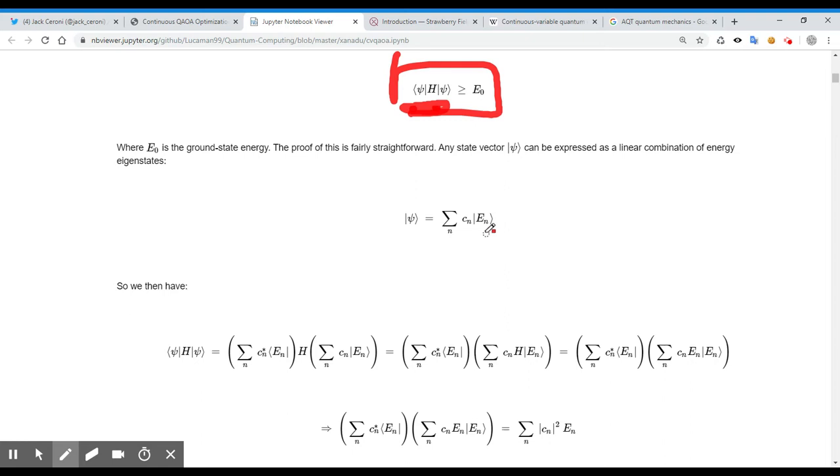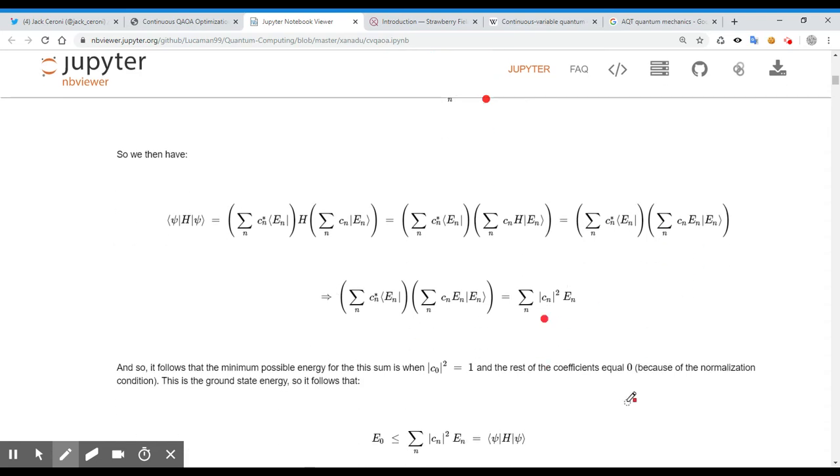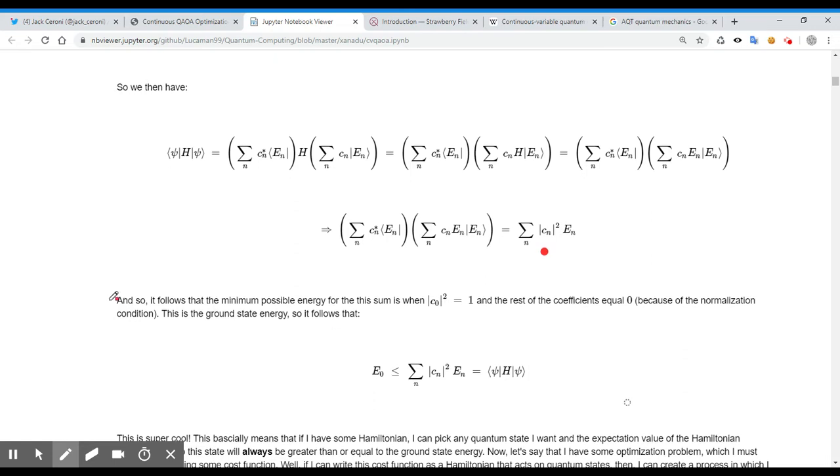Here you lost me for a second. Okay, let's just go ahead. So you expand that, and then you end up with these. It also follows that the minimum possible energy for this sum is when this equals 1 and the rest of the coefficients equal 0, because of the normalization condition. This is the ground state energy, so it follows that this.